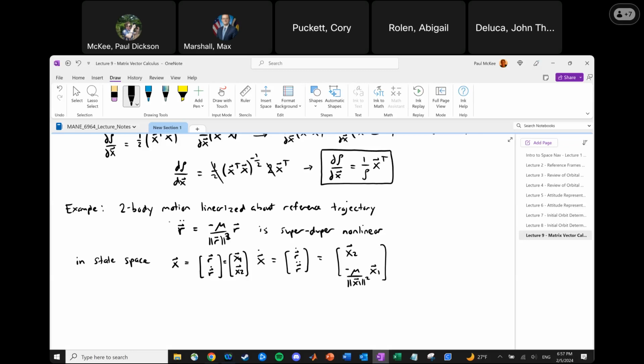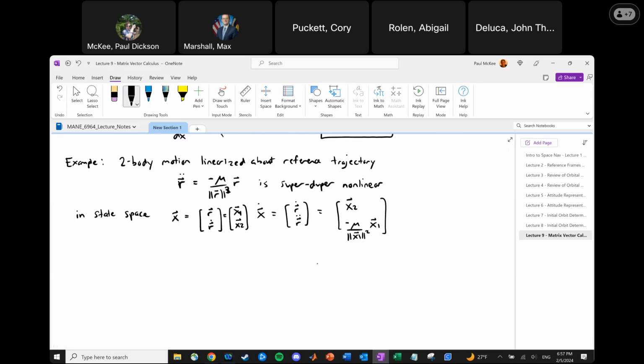Here's what we're after, right? We want to know the Jacobian of this. We're going to linearize this system. So we seek to know the derivative of x dot with respect to x, which involves finding the derivative of r double dot with respect to r, which was our initial problem that we used to motivate all of this, right? So I guess we could say this. The 6x6 matrix dx dot dx can be broken up into 4 3x3s.